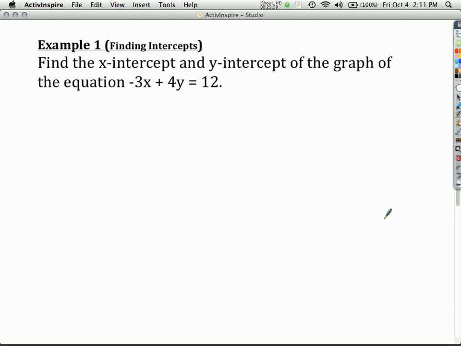Find the x-intercept and the y-intercept of the graph of the equation. So I don't want you to graph it. I just want to know what the intercepts are. I'm going to label and organize my work because we need to find the intercepts one at a time. So we're going to do the x-intercept first.